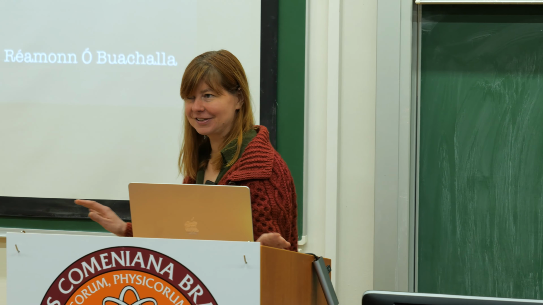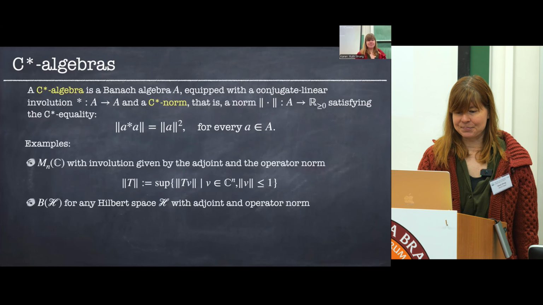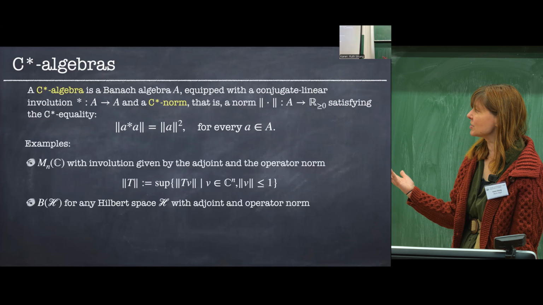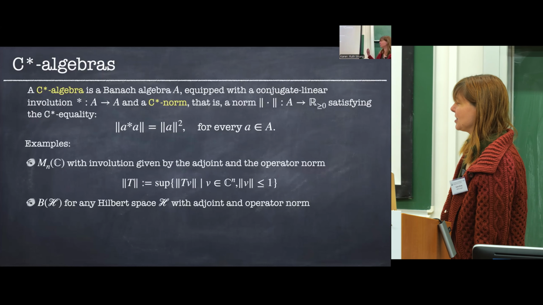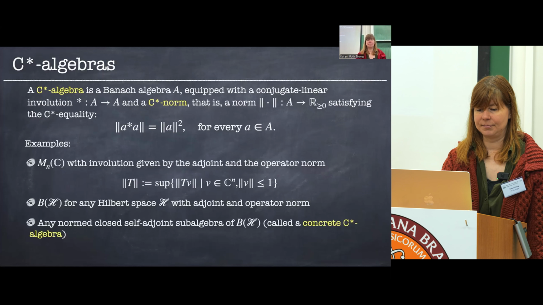So some easy examples. If you take the n by n matrices over C, you can equip that with the adjoint as the involution, and the operator norm, which probably reminds you of classes, maybe if you took a Hilbert space class. More generally, we can do bounded operators on any Hilbert space, not necessarily finite dimensional. And again, you equip it with the adjoint operator and operator norm.